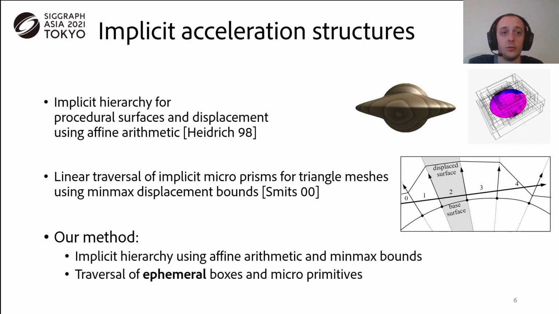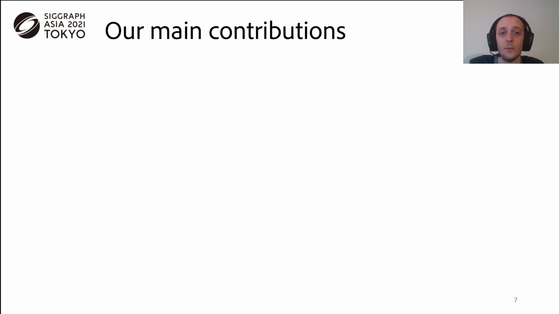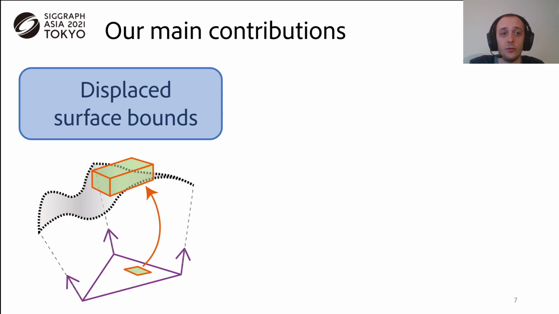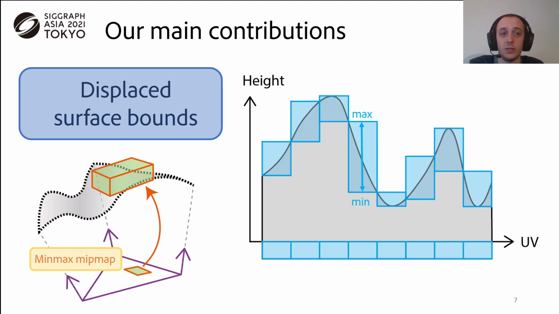Our method is inspired from previous methods that consider implicit acceleration structures for surfaces with displacement, such as Heidrich and colleagues and Smits and colleagues. We use an implicit hierarchy using affine arithmetic and min-max bounds to perform a traversal of ephemeral bounding boxes and micro-primitives. More specifically, our first main contribution is a novel method to compute bounding volumes of the displaced surface for a region on the base domain, by combining a min-max map of the displacement map and affine arithmetic.